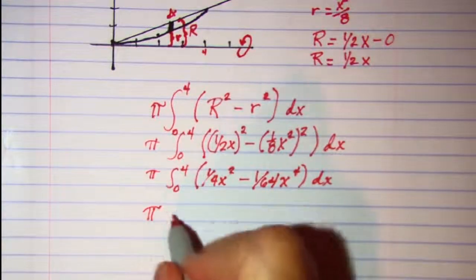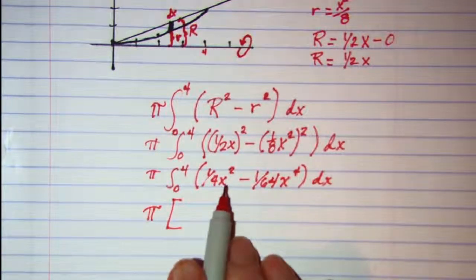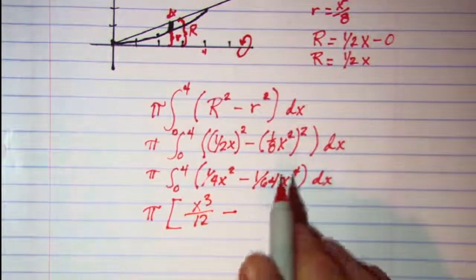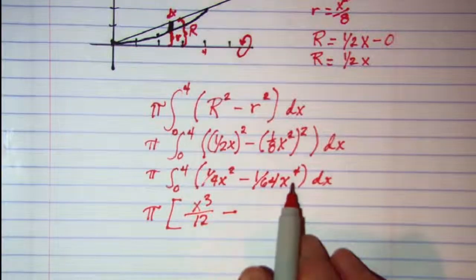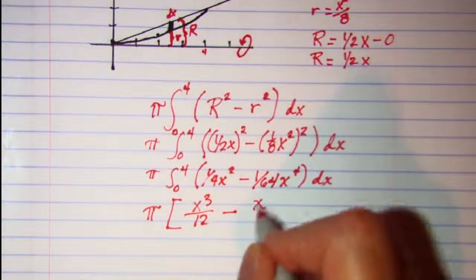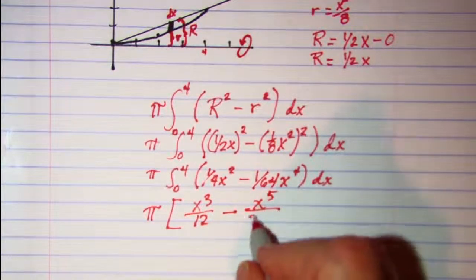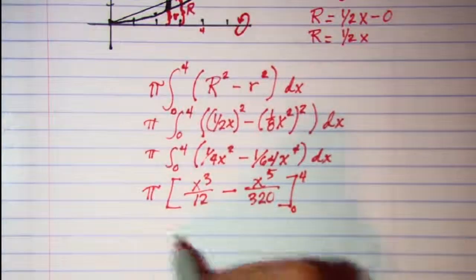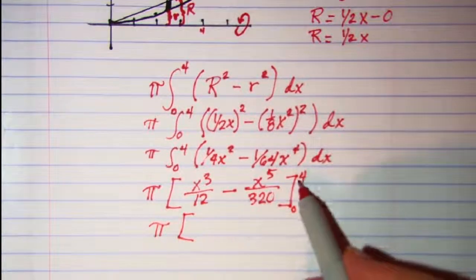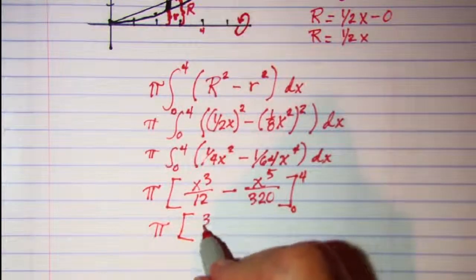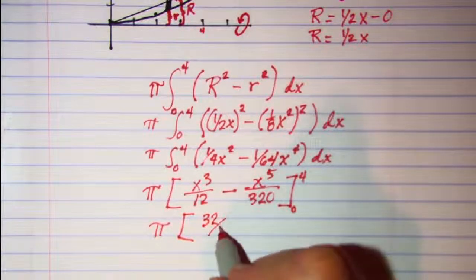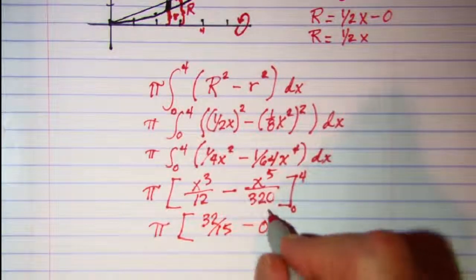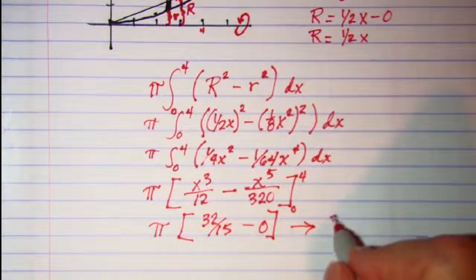So pi can remain outside. This will be x cubed over 12 minus, and this will be x to the 5th over 320, 0 to 4. Well, we have pi times 32 over 15. And then when we put 0 in, we still have 0. So my answer is 32/15 pi.